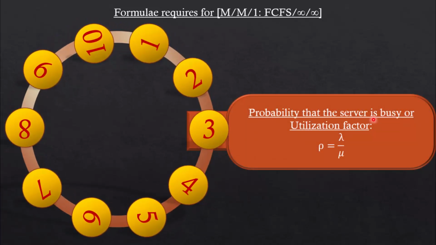Probability that the server is busy, also known as the utilization factor, is represented by rho, and rho is equal to lambda by mu. Now let us move ahead.